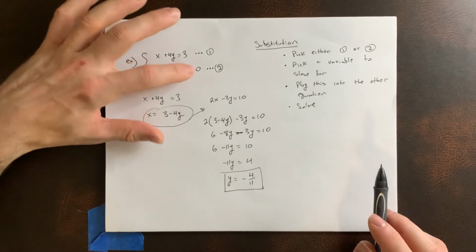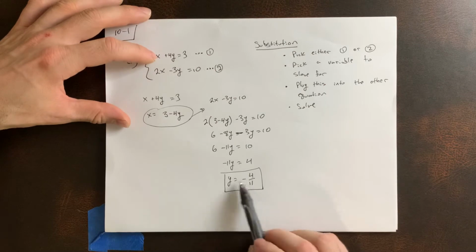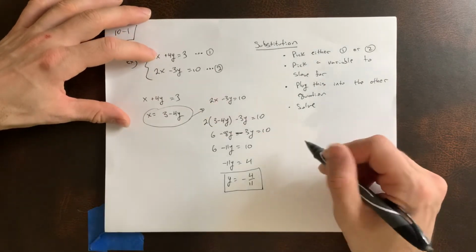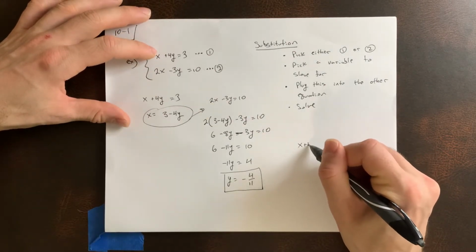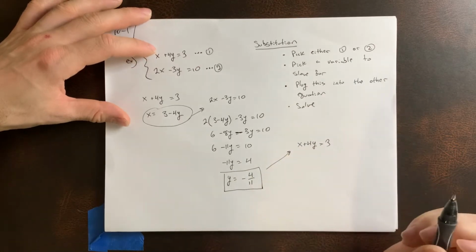This one has numbers in front of everything. This one has a 1 right here, so it's just an easier equation to work with. So let's take this y, and now we're going to plug it into this first equation, x plus 4y equals 3.